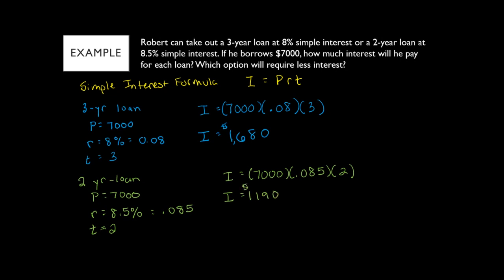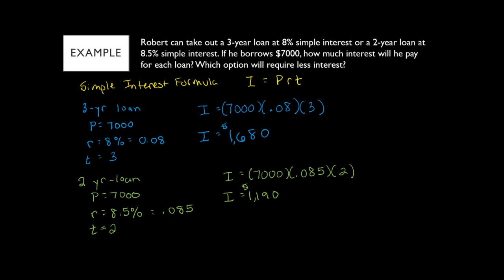And so that comes out to $1,190. So you can see that you'll pay, so the question says, we've got 2 questions here. How much interest will we pay for each loan? So we found that out. And then which option will require less interest? So the 2-year loan actually is less interest because even though it's a higher interest rate, it's for a lower amount of time. So that is better. You don't want to pay more interest than you have to.